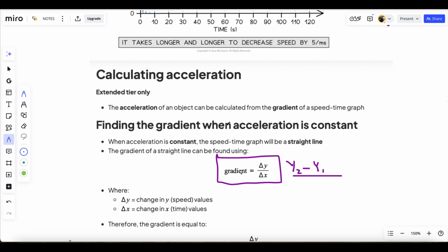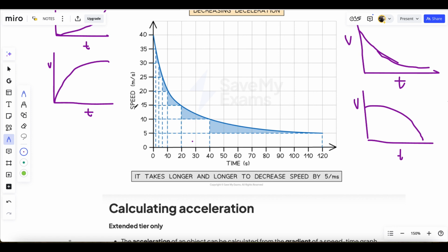And remember, the y-axis represents the speed. So it is final speed minus initial speed. Now initial here is 5. Or you can say initial is 40, because it's a deceleration. Initial is 40 and the final is 5. So 5 minus 40, you get a negative. With deceleration, you get a negative number. You get negative 35 over 120 minus 0. So you get negative 35 over 120 for this particular graph. That will give you your deceleration.